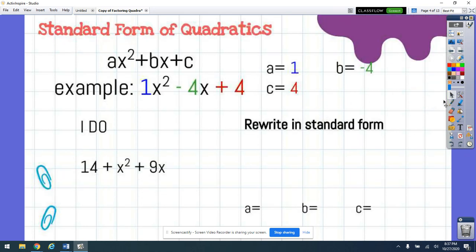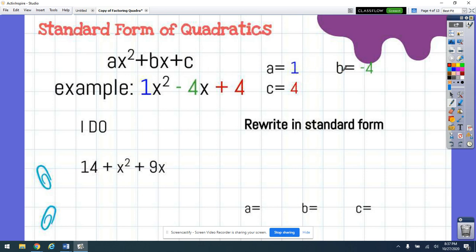So what we want to focus on is basically our standard form. So standard form of quadratics is always in this descending power order of whatever my a coefficient is, x squared, plus whatever my b coefficient is, x, plus some sort of constant here. So what we're talking about is my coefficients. This could stand for 1, this b could be a -4, and this c could be a +4.